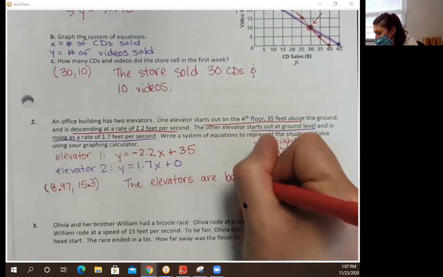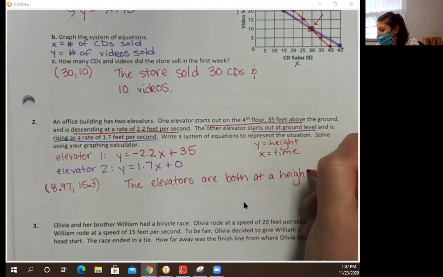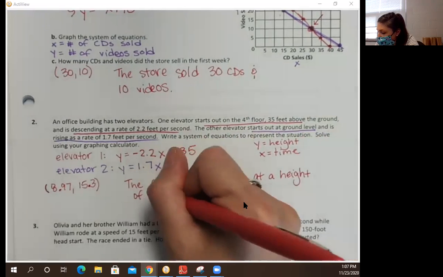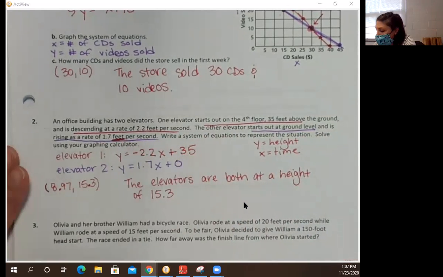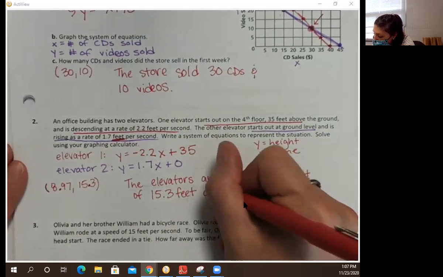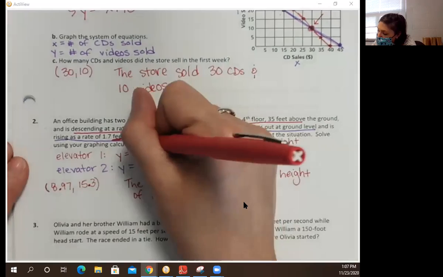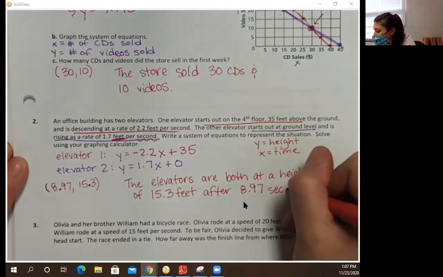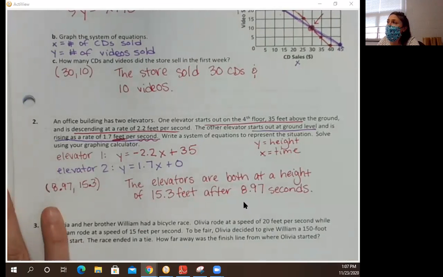are both at a height of 15.3, looks like feet is the label we used for height, 15.3 feet after 8.97, and our time label is seconds. 8.97 seconds. Questions for me on number 2?